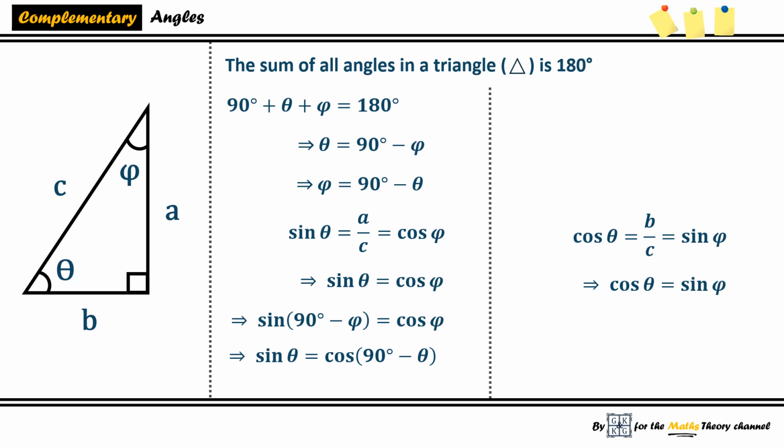So the sine of theta equals to the cos of phi, and just the same, the cos of theta equals to the sine of phi. And again, we can rewrite this statement as the cos of 90 degrees minus phi equals to the sine of phi. And we can write it the other way around as the cos of theta equals to the sine of 90 degrees minus theta. These are all equivalent statements.